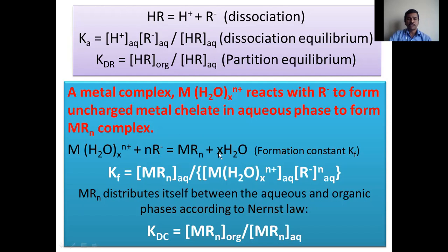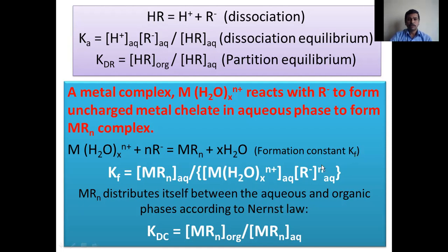Because this is a complexation reaction, the equilibrium constant for this complexation reaction will be Kf. M(H2O)x^n+ is the positively charged species and R minus is the negatively charged species. Positively and negatively charged species combine together. This contains the metal ion, and this is the reagent, in order to form an uncharged metal chelate, that is MRn. And because this is a complexation reaction, the equilibrium constant is Kf.